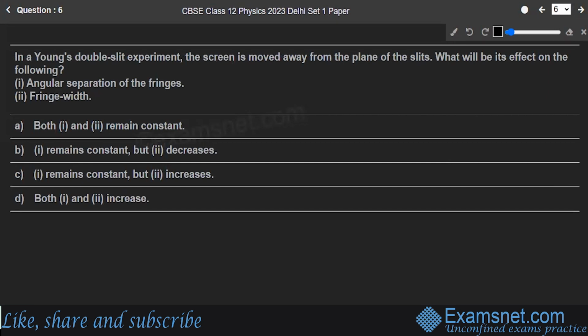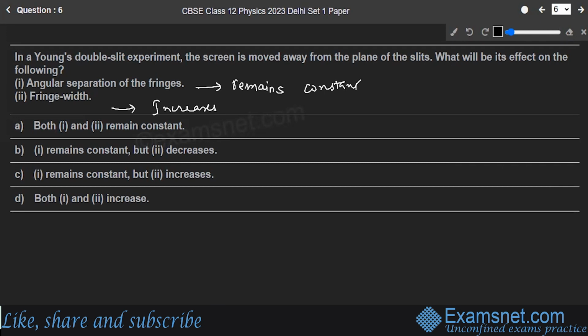In a Young's double slit experiment, the screen is moved away from the plane of the slits. What will be the effect on the following? Angular separation of the fringes or the fringe width? First part of the question, angular separation of the fringes. This remains constant, and the fringe width increases. Now, why is that?